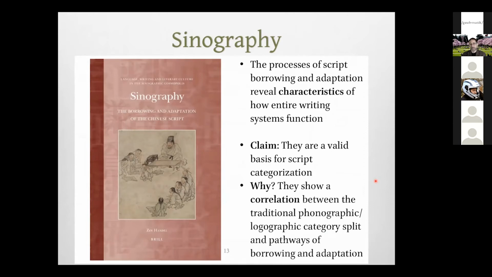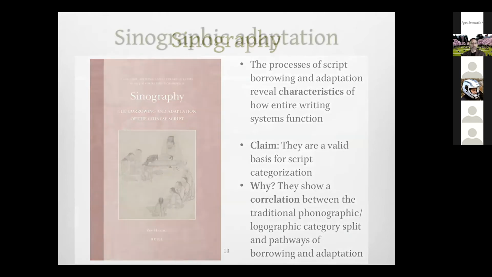And why do I think that? Well, in part, as I'm going to show you, they correlate neatly with the traditional split between phonographic and logographic that linguists have posited on the basis of spoken units represented by graphs. The pathways of adaptation and of borrowing align with this phonographic logographic split that has been defined using other criteria. So let me show you what I mean by this.